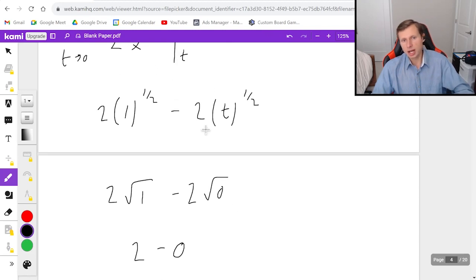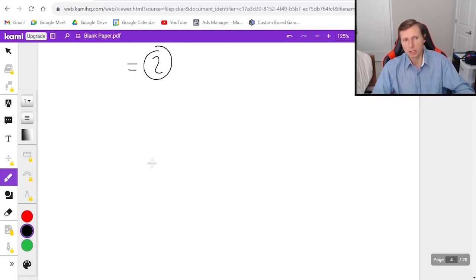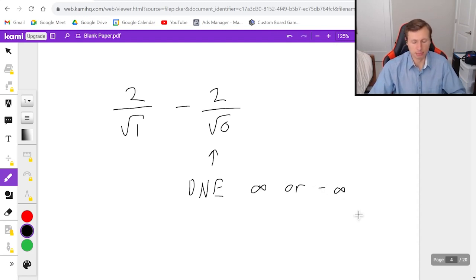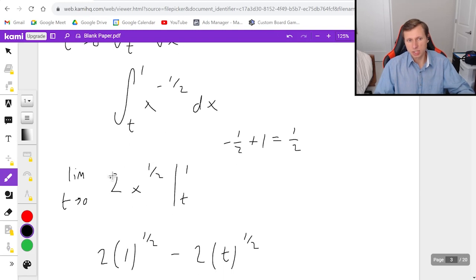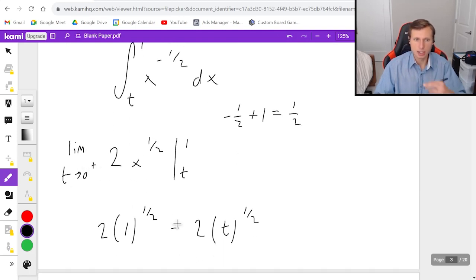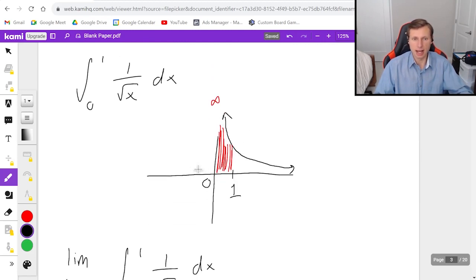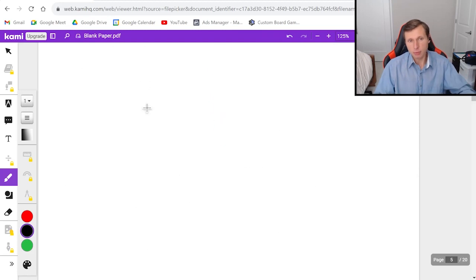By the way, let's just say hypothetically that instead of this problem, you had something like this, and we're plugging in 2 over root 1 minus 2 over root 0. In other words, there's still a 0 even after you took the integral and everything. Well, if you ever get anything like this, then you would say DNE, does not exist. Or maybe you'd say infinity or negative infinity, depending on the problem. It's also for that reason that sometimes you'll see the limit as t approaches 0 plus, in other words, from the right side, because this graph is from the right side of 0, not the left, because it doesn't exist there. And now for one more example.